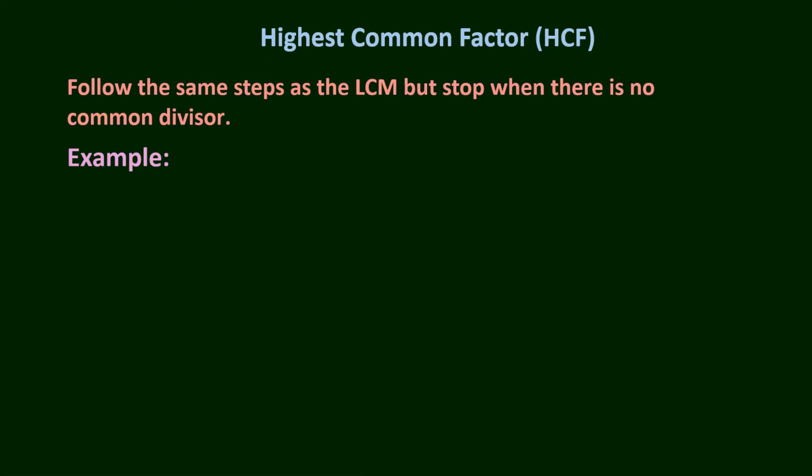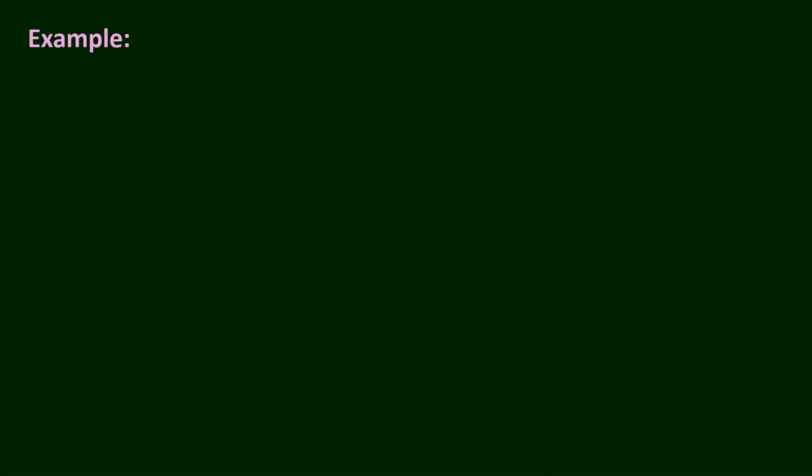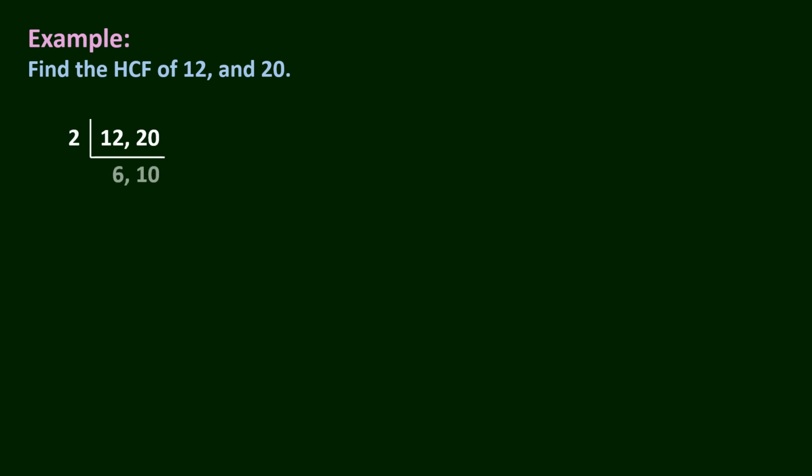Let's consider an example. For example, find the HCF of 12 and 20. Follow the same steps. 12 and 20 divided by 2. You will get 6 and 10. Again divide by 2. You will get 3 and 5. The next prime number you are dividing by is 3. 3 is divisible by 3, okay. But 5 is not divisible by 3.